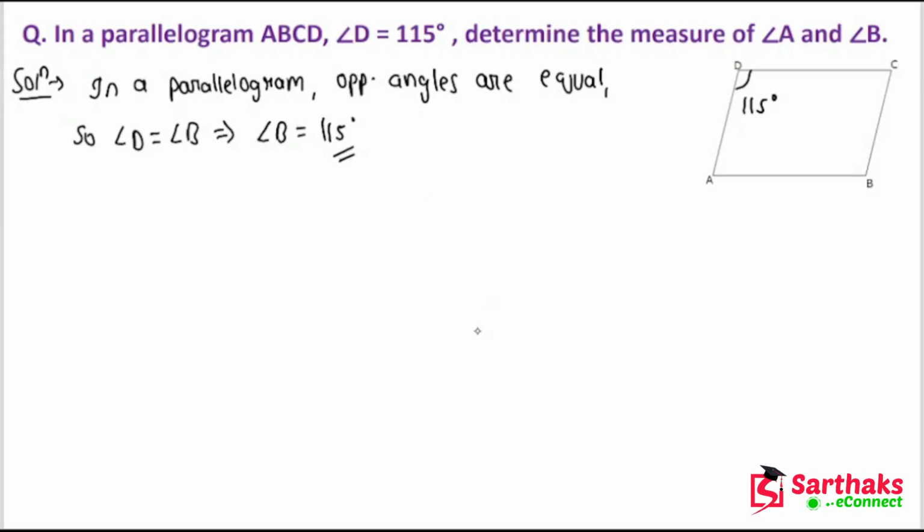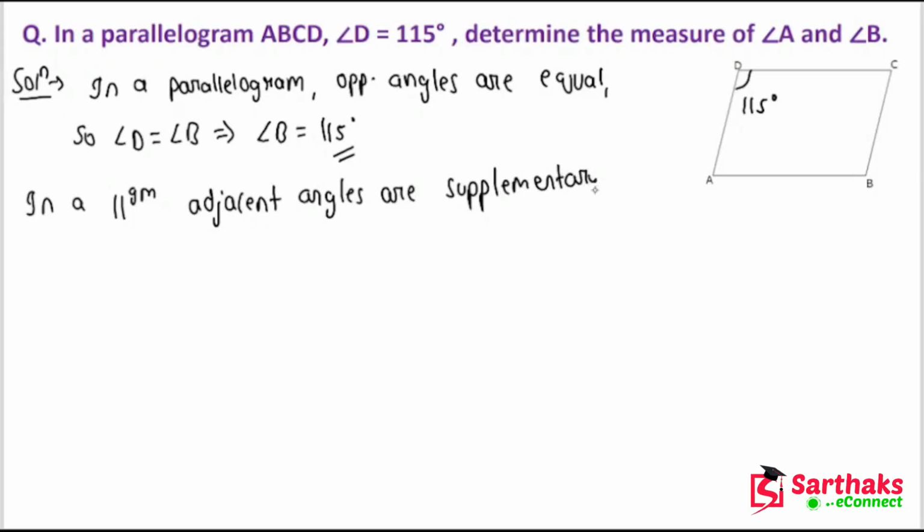It was very easy. Now we have to find the value of angle A. Clearly, in a parallelogram, adjacent angles are supplementary. We also know that we can write a parallelogram like this also. So in a parallelogram, adjacent angles are supplementary, which implies that angle A plus angle D, since they are adjacent angles, should be supplementary, so they are 180 degrees. But we already know that angle D is 115 degrees.